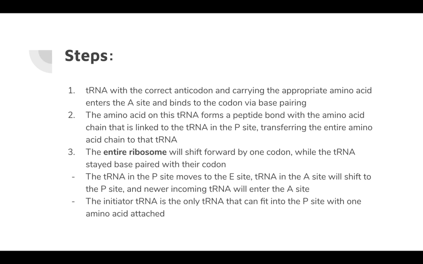So here we go with the full steps. We have tRNA with the correct anticodon carrying the appropriate amino acid. It'll enter the A site and bind to the codon via base pairing. We already know that the tRNA carries an anticodon that matches the mRNA codon. Now, the tRNA in the A site has an amino acid. That amino acid will form a peptide bond with the amino acid chain linked to the tRNA in the P site. This will transfer the entire amino acid chain to the tRNA.